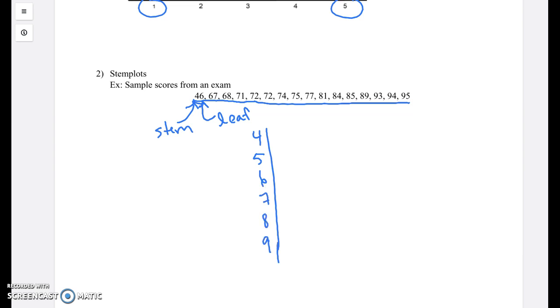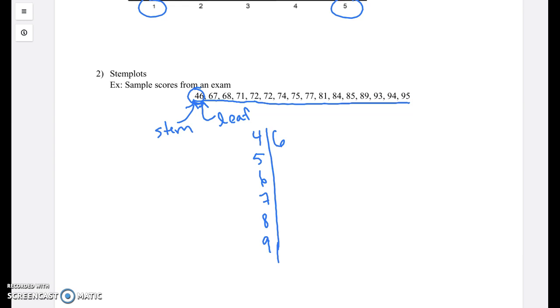And then what I'm going to put on the right hand side is going to be the leaf. So whatever the rightmost number is. So in this case, in the 40s, there's only one, so this is just going to be a 6. Then there's nothing else. Then in the 50s, you see that there were no scores that were in the 50s.